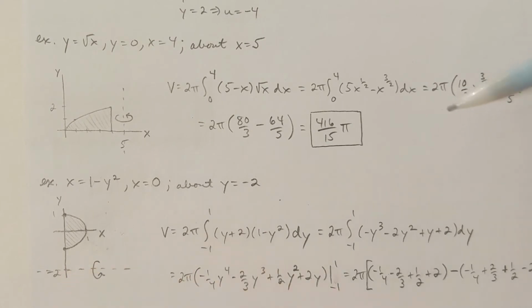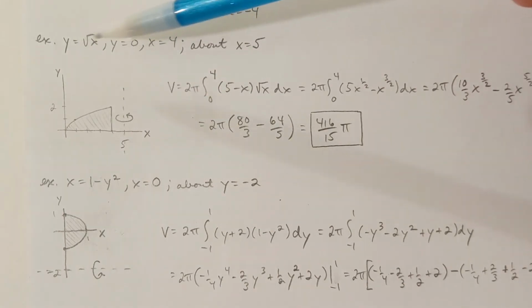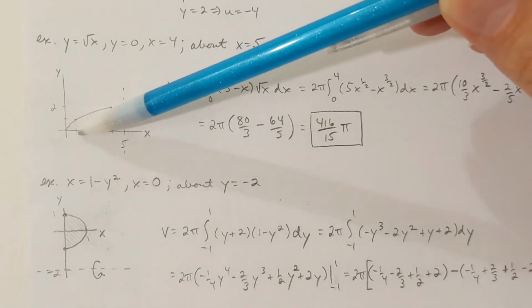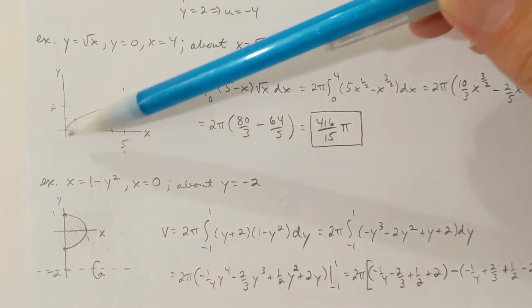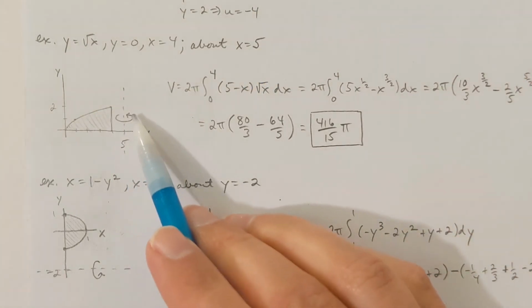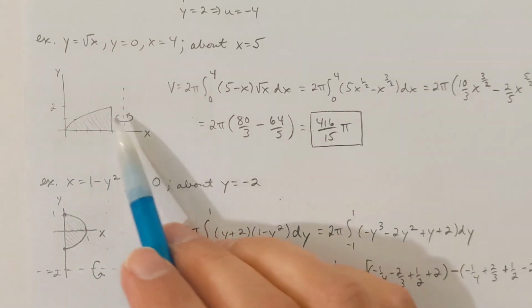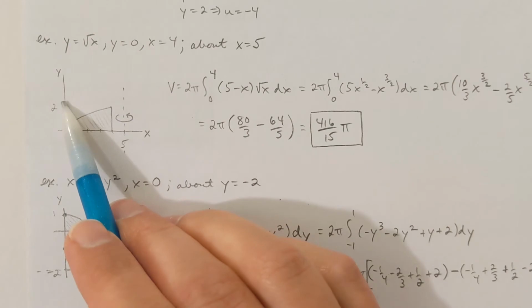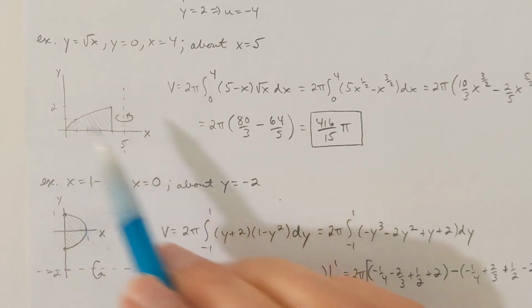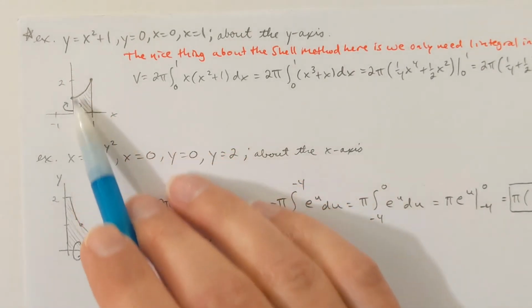Okay, here's another example. Let's first draw the region enclosed by y equals the square root of x, y equals 0, and x equals 4. I've drawn that, and we're going to rotate that region about the vertical line x equals 5. Now because I'm rotating this about something that is parallel to the y-axis, I know that my integral setup is going to be in terms of x, just like it was over here.